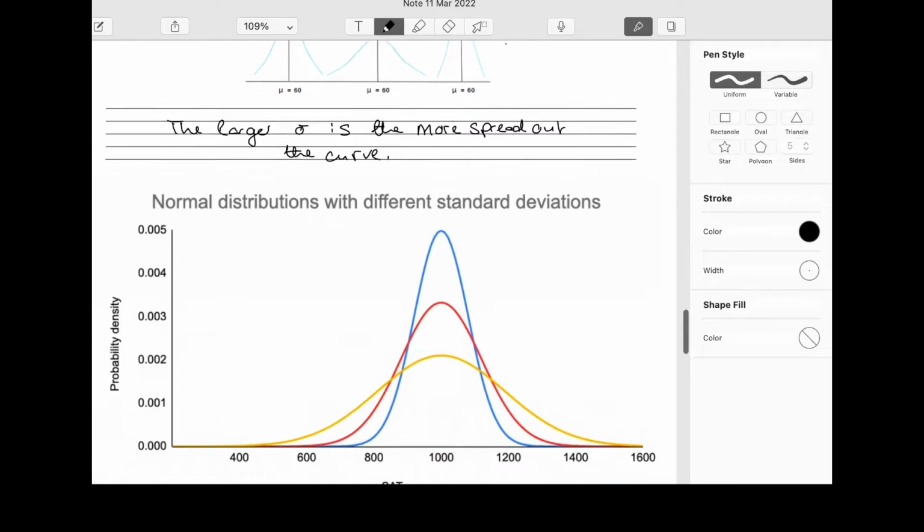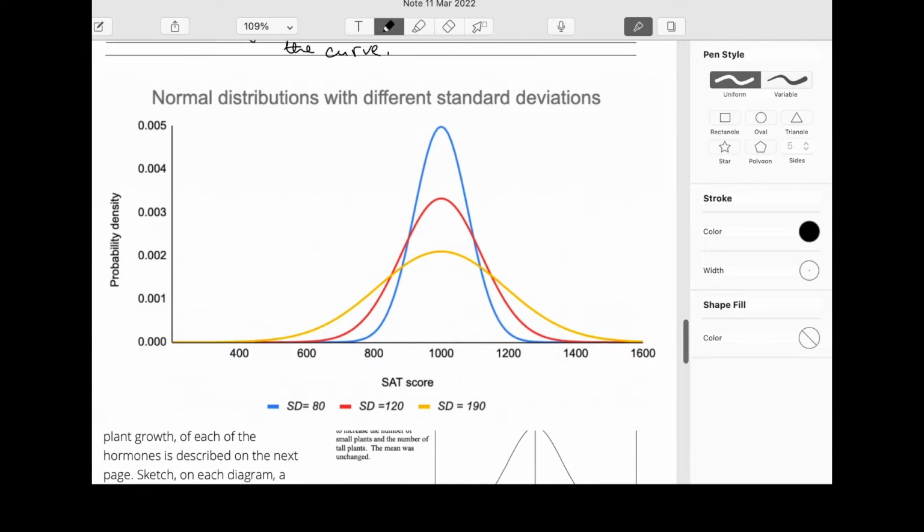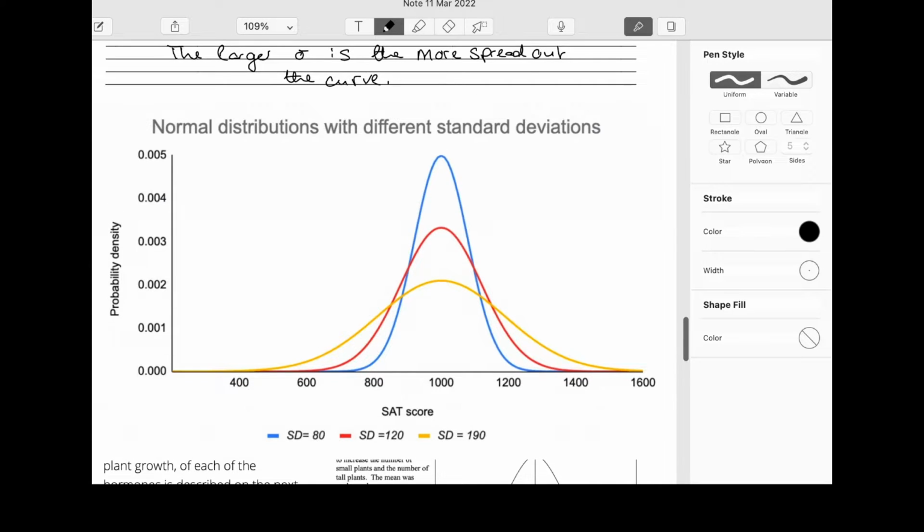Here's an even better, and even clearer, example that I should have used in that worksheet for you guys. So it's SAT scores. You can see they all have the same mean. If I draw a line down the middle here, they're all peaking at the exact same point, just about 1,000, but they all have different standard deviations. So the blue curve's got a standard deviation of 80, and it's quite narrow, the spread of it. The next one is 120, a larger spread, and then the next one is 190, so an even larger spread again.